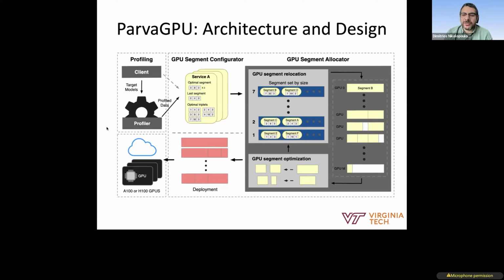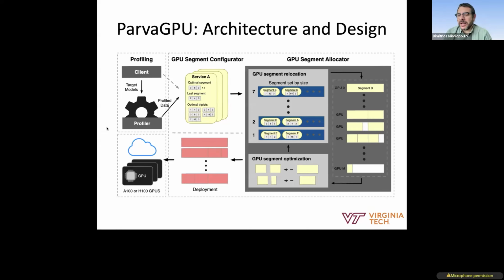The architecture of Part of a GPU follows a two-phase workflow. We have what we call a segment configurator, which analyzes its workload. It does runtime profiling, and it applies two algorithms. One is called optimal triplet decision, which identifies the ideal combination of micro GPU instances and process count on the GPUs to maximize the throughput while meeting the SLO.